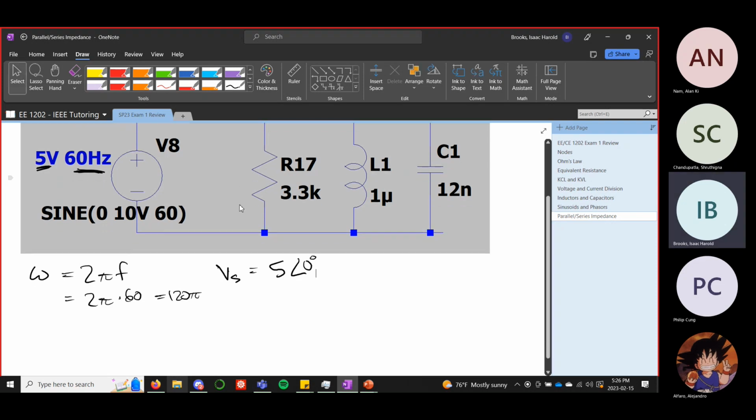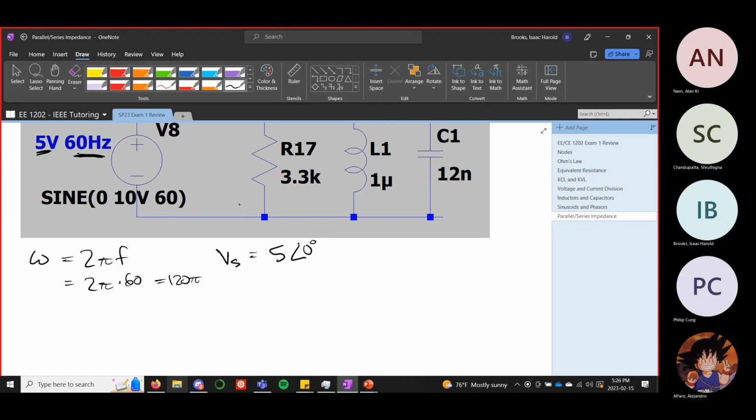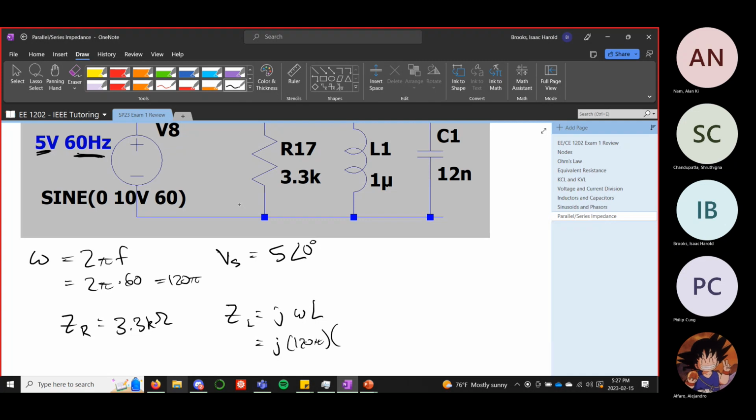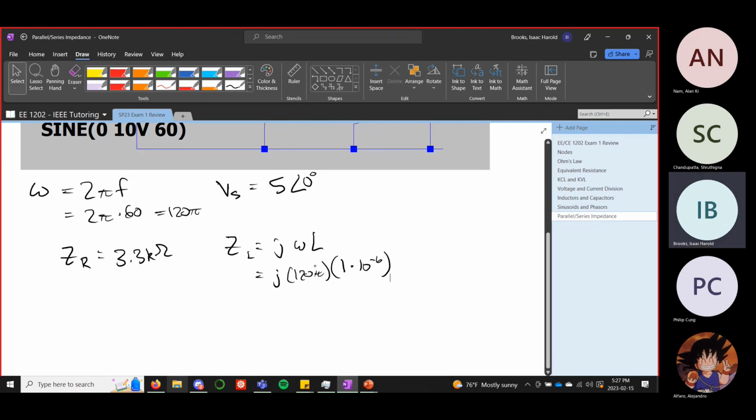Okay. Now, how do we find the impedance of a resistor? It's just the resistor, right? So that's just 3.3 ohms. The impedance of the inductor, how do we find that? J omega L, which is j, our omega is 120 pi. Yeah. 1 micro. Does anyone know how much a micro is? 10 to the power negative 6. Right? So we can just say that this is 10 to the power negative 6.